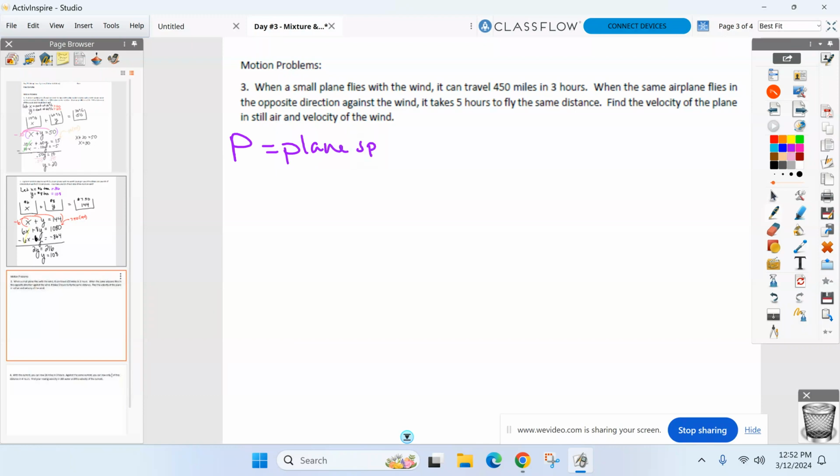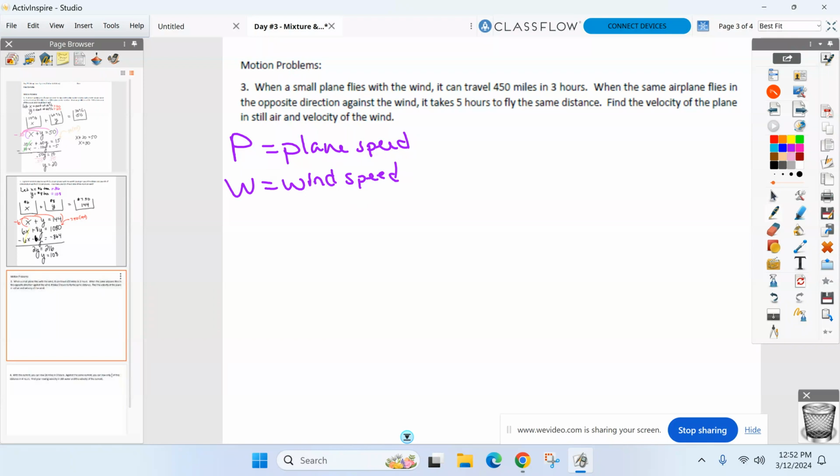I don't know about you. If you guys want to keep X and Y, that's fine. I'm going to have P for plane speed and W for wind speed. But even if you do check it in NumWorks, you can plug P and W into equations and it'll come out and say P equals this, W equals this.